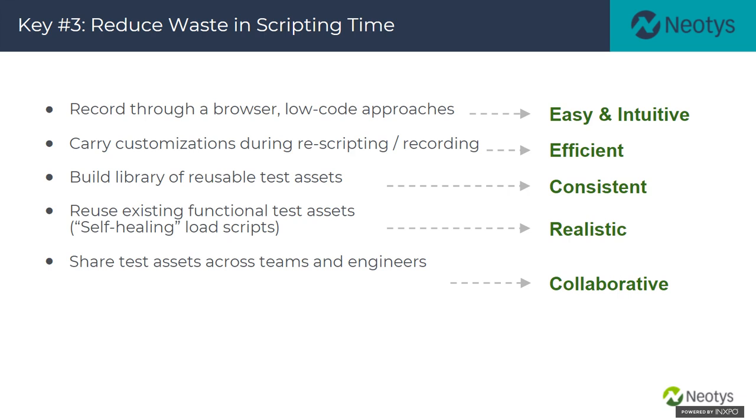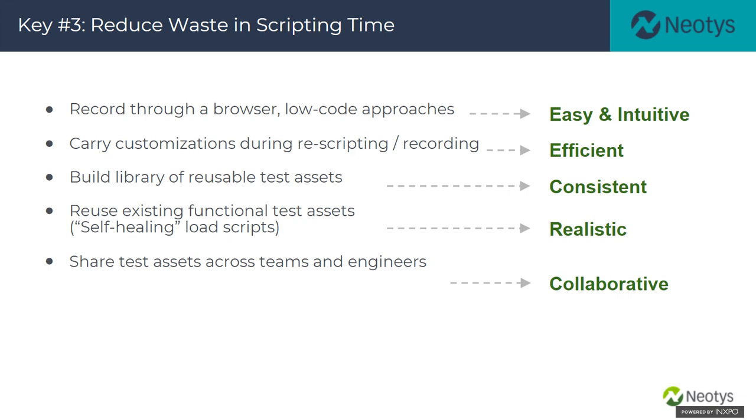And so some of the things that you need in order to accomplish that, particularly in fast agile cycles, is that you need to be able to record through the browser or the phone, and so there are load code approaches like Neoload, which we've been doing. Then there's also the ability to carry customizations, like when you change a script, you want that to change with you during rescripting and recording, and we can support that as well. This is something Neoload does really well. Also building a library of reusable test assets.